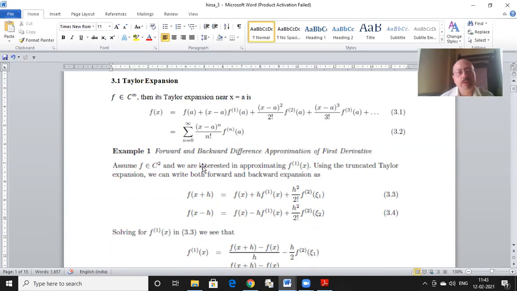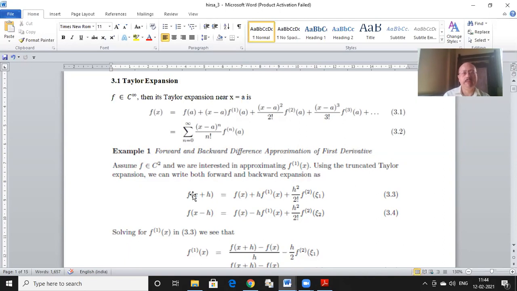So let us look at the forward and backward difference approximation of the first derivative. This talks about derivatives of all orders. In particular, I want to understand the first derivative, and I want to make an approximation for that. If I am talking about only the first derivative, it is enough to assume that f is a C2 function, because right now I don't need more. And we are interested in approximating f^(1), using this notation here, f^(n) is the nth derivative, so f^(1) is the first derivative at x.